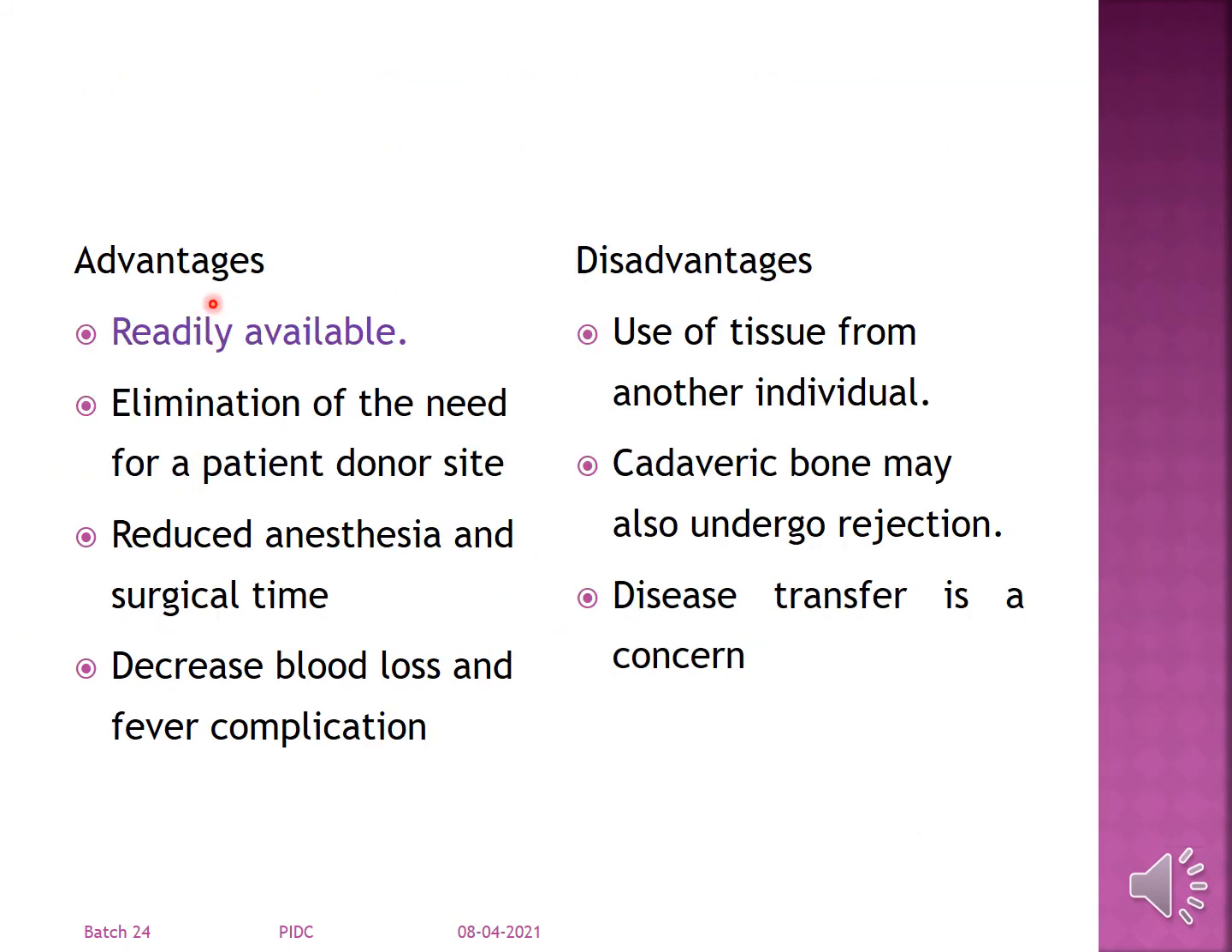So the main advantage of the allograft is that it is readily available, with elimination of the need for a patient donor site. So unlike the autografts, you need not have another second donor site here. Reduced anesthesia and surgical time, decreased blood loss and fever complication. But the disadvantage, since it is the use of a tissue from another individual, there could be some rejection. Cadaveric bone may undergo some rejection. Disease transfer is a major concern.